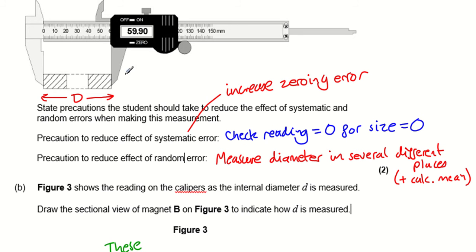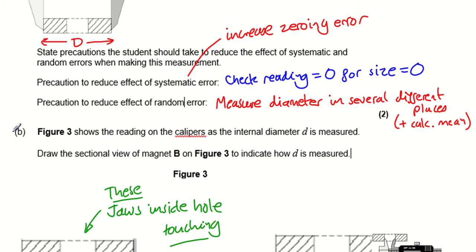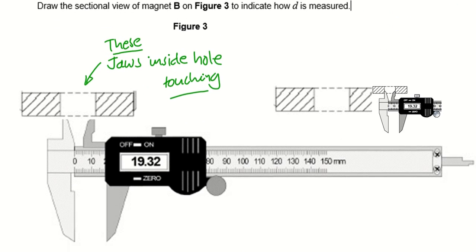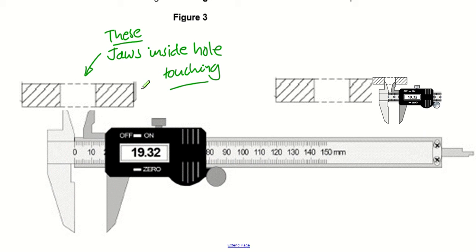That's what you do, make sure it says 0 when you start. To reduce random error, take lots of readings and work out a mean. So the precaution for random error is to measure the diameter in several different places and calculate the mean. That does the job. Now, I drew this and then I got the one out of the answers.